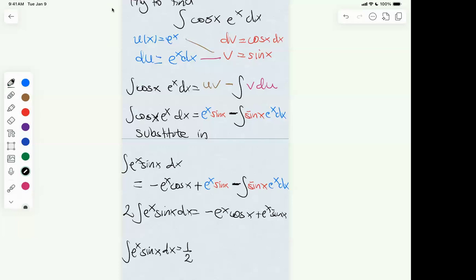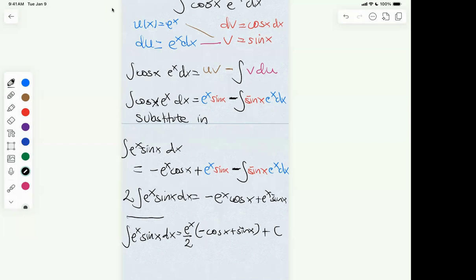Well, you can also factor out e to the x if you like. And don't forget to put the constant of integration somewhere towards the end. You don't have to carry it until the very last step. Who cares about that?